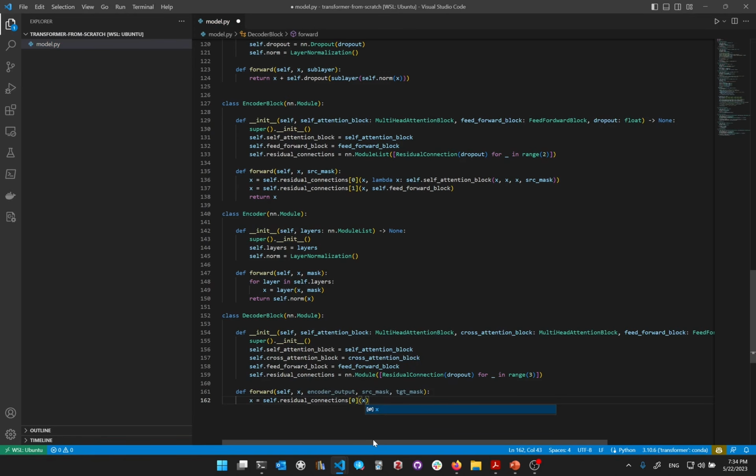And just like before, we calculate the self-attention first, which is the first part of the decoder block, in which the query, the key, and the values are the same input, but with the mask of the decoder, because this is the self-attention block of the decoder. And then we need to calculate the cross attention, which is our second residual connection.